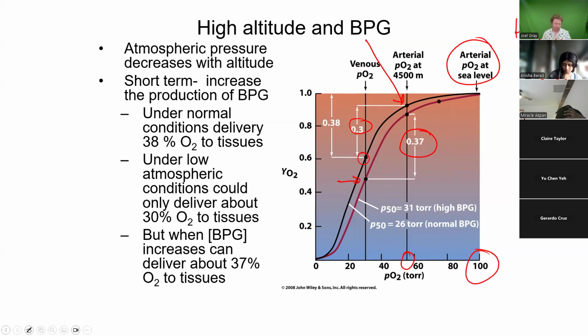So bisphosphoglycerate basically acts to make your muscles think that, hey, we're at sea level. Because don't worry, you're getting 37% of the oxygen that we're bringing in. And the muscles are like, well, we're accustomed to 38. And bisphosphoglycerate says, well, the best I can do is 37. And that's better than 30%. And then the muscles say, okay, that's a good point. So bisphosphoglycerate does aid.